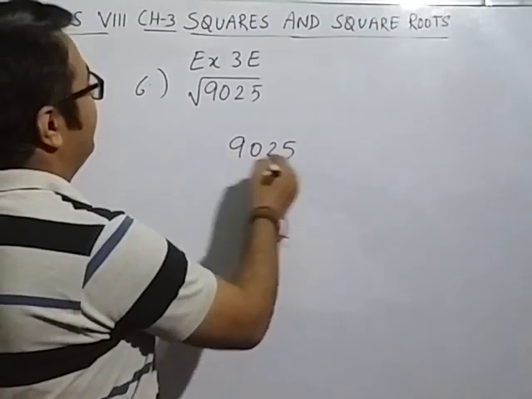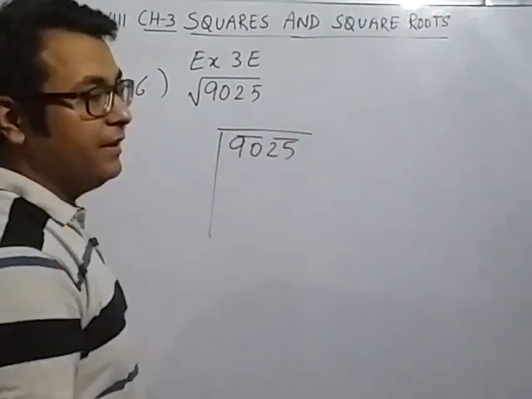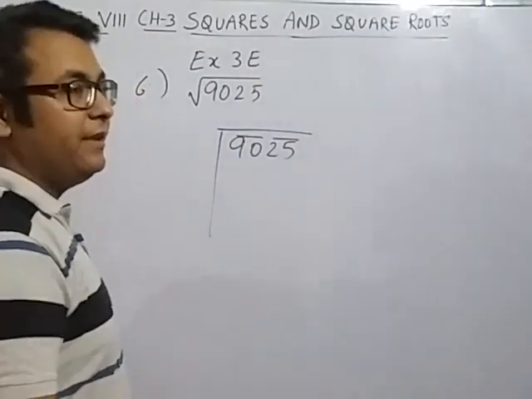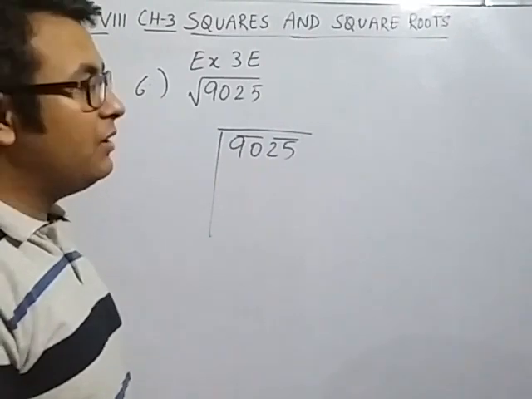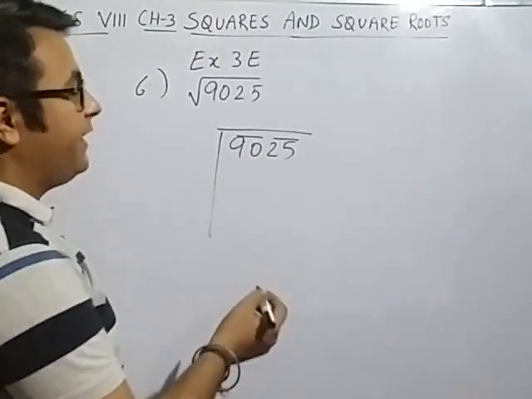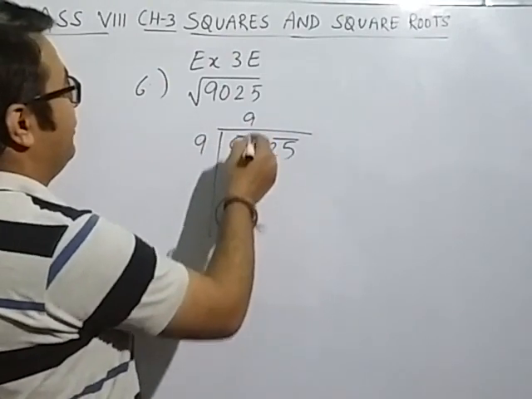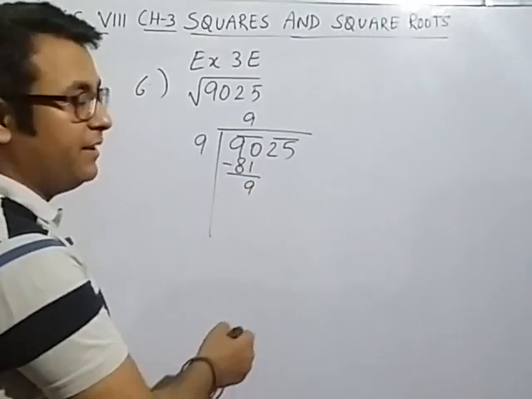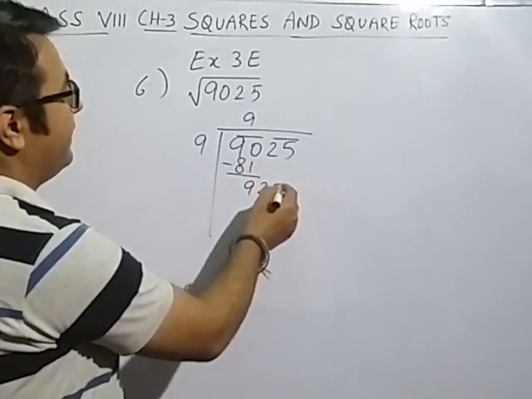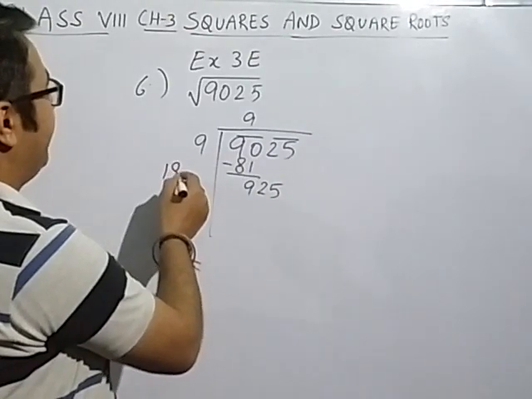First step is we make the pairing from the last. Here the first pair is 90, so I have to think which square of which number is either close to or less than 90. I know the square of 9 is 81, so I will take 9 here and here also. Now subtract, 90 minus 81 is 9.